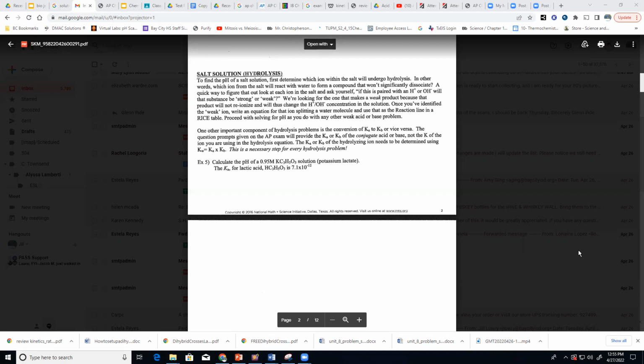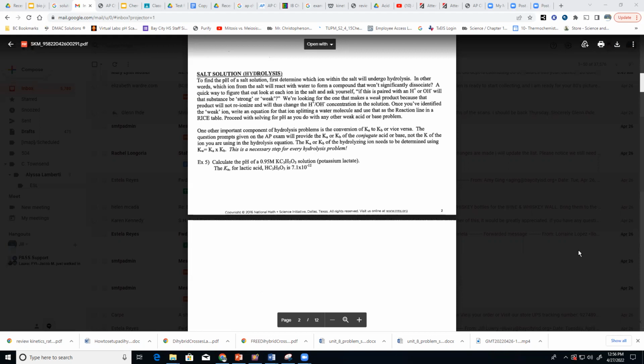You should be able to look at that because the part that is strong kind of doesn't become part of this problem. The reason is that the ions that make up a strong acid are going to exist as ions. They're not going to come back to form a compound. So you want to see which ion from the salt will react with water to form a compound that will not significantly dissociate. That leaves any strong acids or strong bases out of the picture.